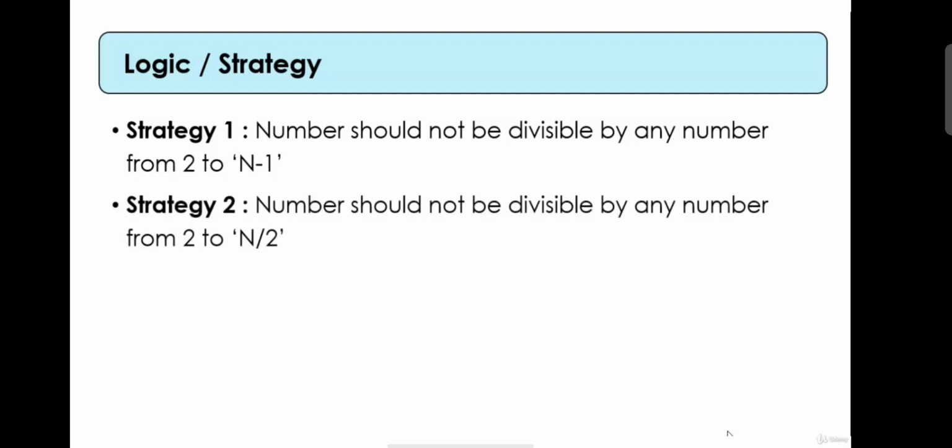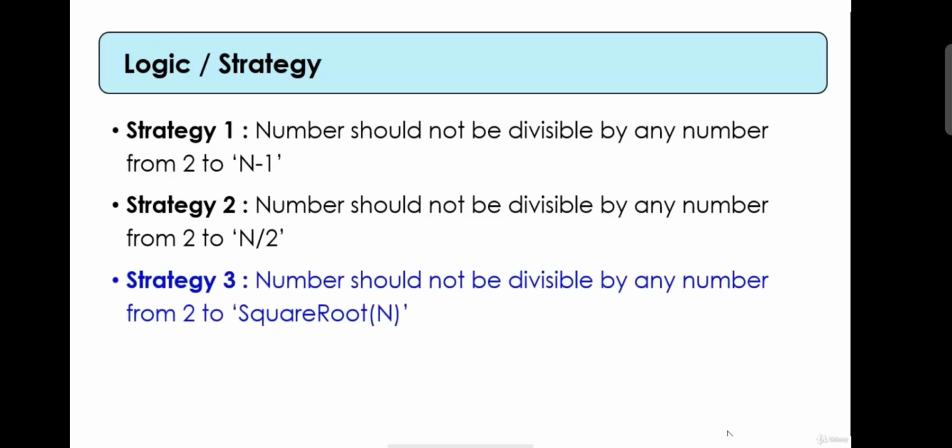A more efficient strategy is given, that is strategy number 2, that the number should not be divisible by any number right from 2 to n by 2. So we don't need to iterate the loop till n minus 1, but we can stop it at the position n by 2, and that is sufficient to check whether the given number is a prime number or not.